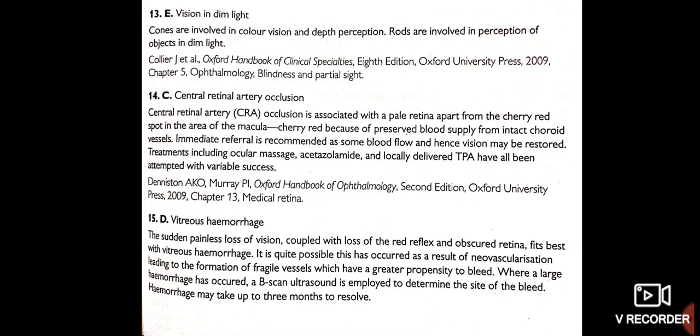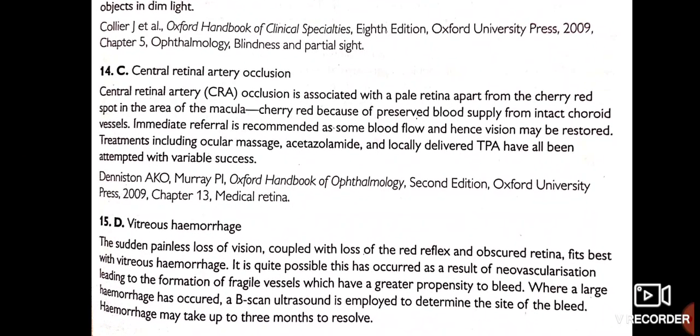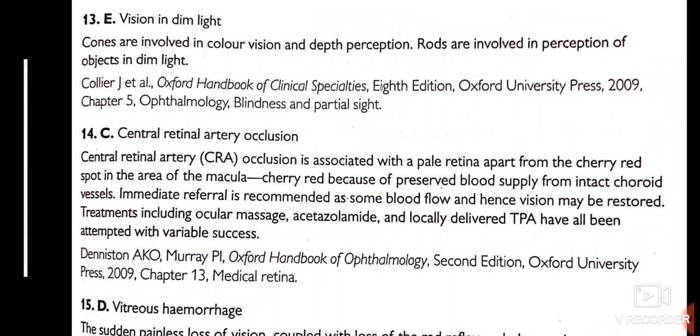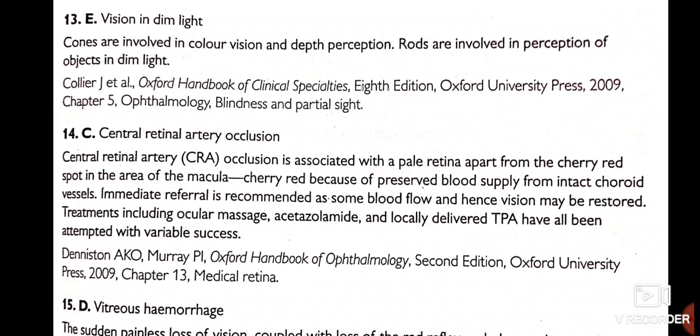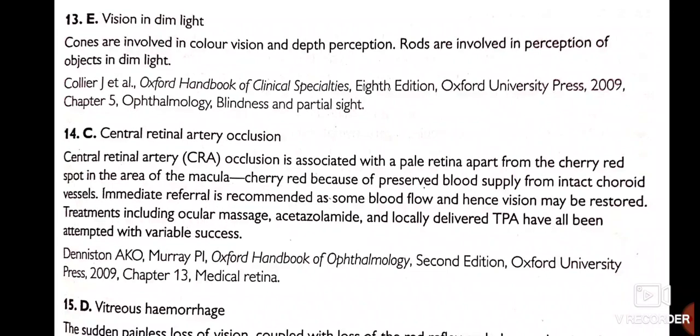Let's discuss now. Rods are for vision in dim light, cones for colored vision and depth perception. Rods are involved in perception of objects in dim light. CRA occlusion is associated with a pale retina apart from a cherry red spot in the area of the macula. Cherry red because of the preserved blood supply from intact choroidal vessels. Immediate referral is recommended as some blood flow, and hence vision, may be restored. Treatments including ocular massage, acetazolamide, and locally delivered tPA have been attempted with variable success.